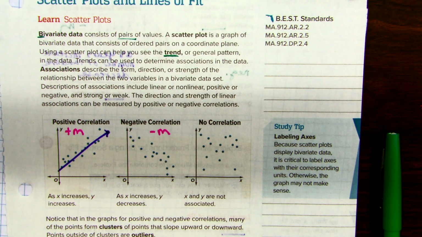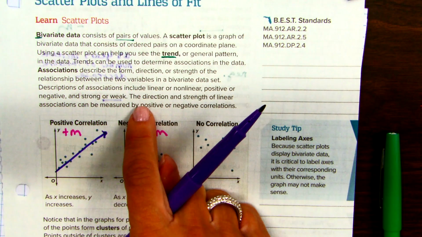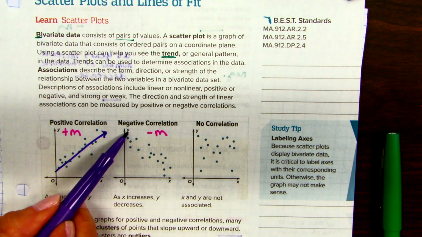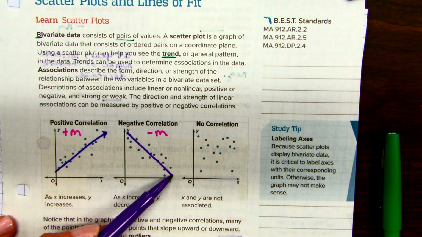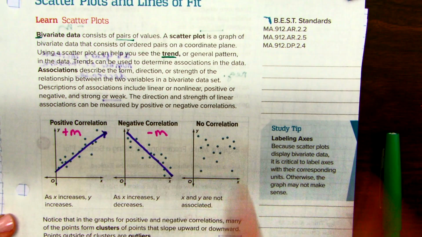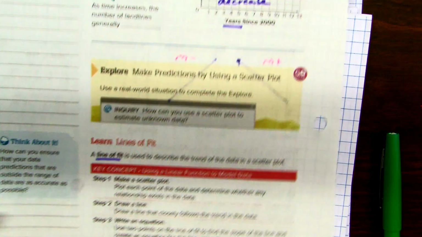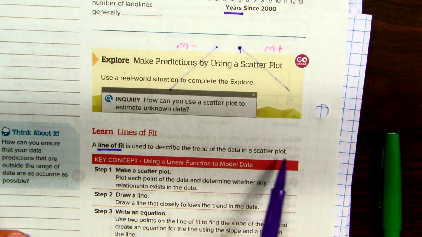Now, you do not have to come up with a line of fit. It's going to be done for you. I just want you to understand where it came from. A line of fit here maybe would look something like this, right? And you wouldn't be able to put one there. This has no correlation. It's not positive or negative. So a line of fit is used to describe the trend of the data in a scatter plot.